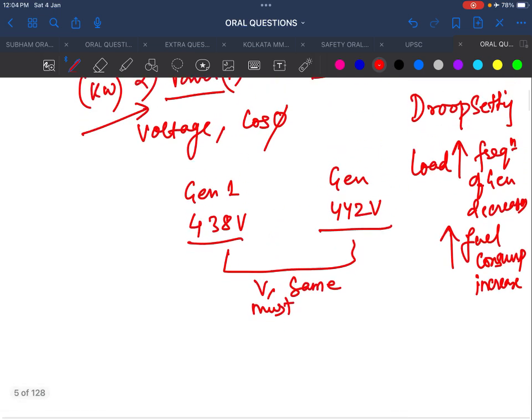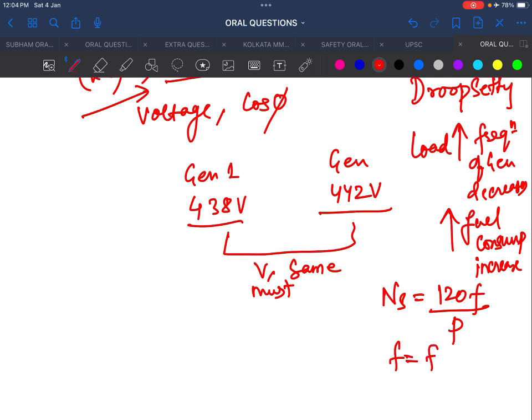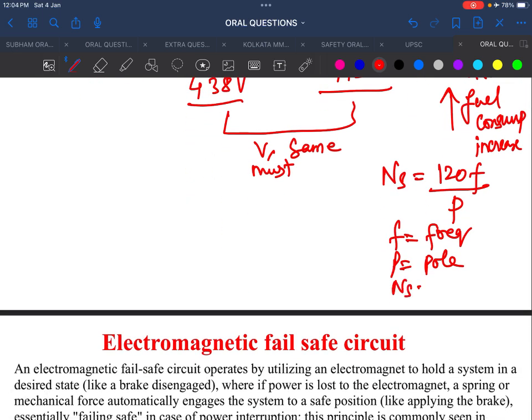So with the droop setting, now let's see how the frequency changes. Ns equals 120 F by P. You can see here, Ns equals 120 F by P, where F is the frequency, P is the number of poles, and Ns is the synchronous speed. This is the synchronous speed.